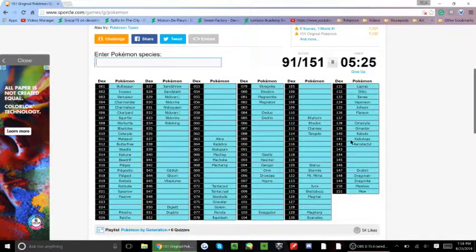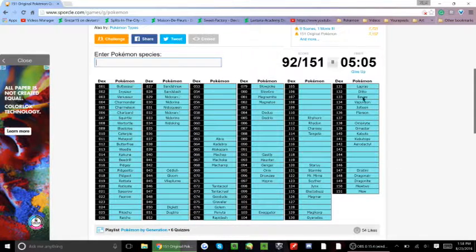Oh, it's all just blanking me. What other Pokemon are there? Scyther is one. That's one. Oh, I've only got 92 of them. Come on. What goes here? Oh, what comes after Aerodactyl?